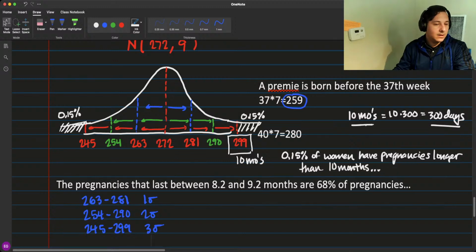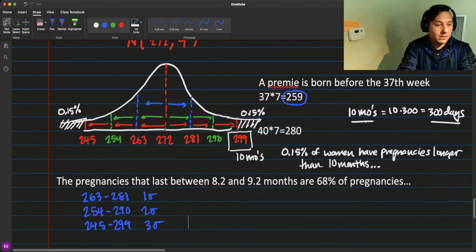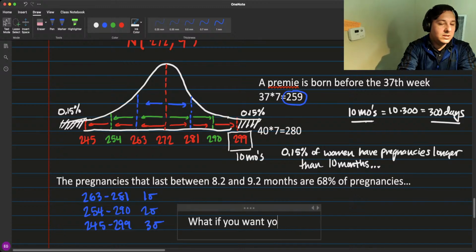But, okay, what the hell? Why is it not letting me click on stuff? Okay, there we go.